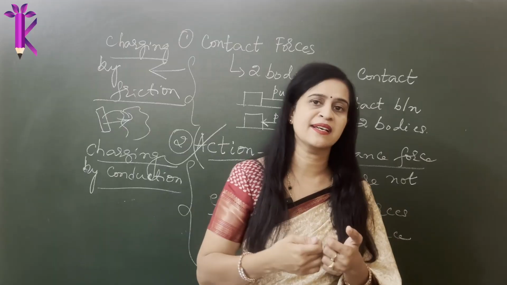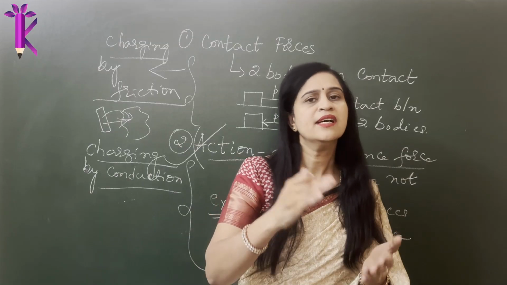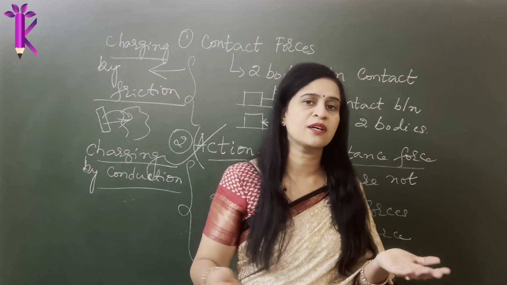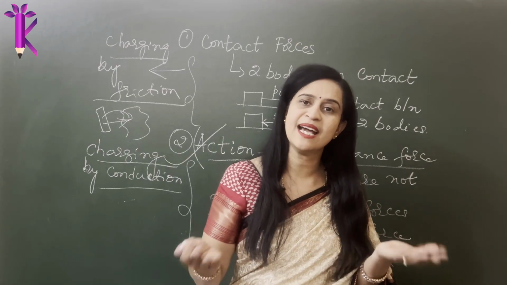You rub one against the other. Here you literally connect them together. So the charge on one body flows into another body. One of the bodies acquires excess charge, thereby charging the other body, right?